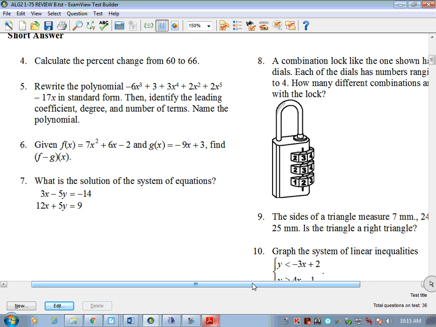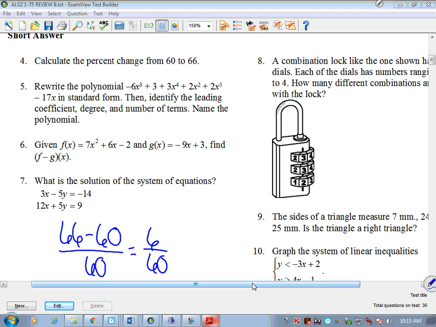Okay? All right, number 4, calculate the percent change from 60 to 66. Okay, percent change from 60 to 66. What do we think? Is this maybe, let's see, new minus original divided by original? Is that right? Let's try that and let's see if we get the right answer. So we're saying 66 minus 60 divided by 60. Well, 66 minus 60, that's 6, right? What's 6 divided by 60?